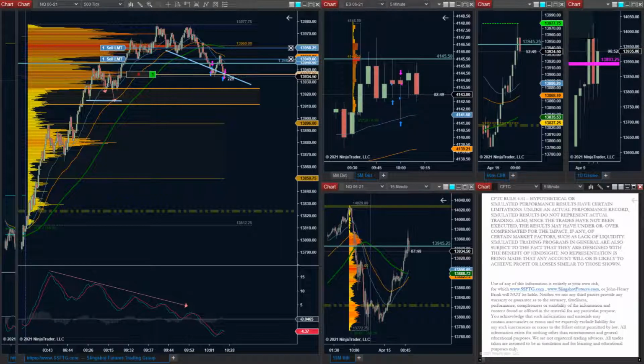NASDAQ not seeing the follow through. I'll reduce again. That brings my average very low. Again, all I'm doing is I want to stay net long, but I want to maintain the best averages possible for the rotation back to the upside.